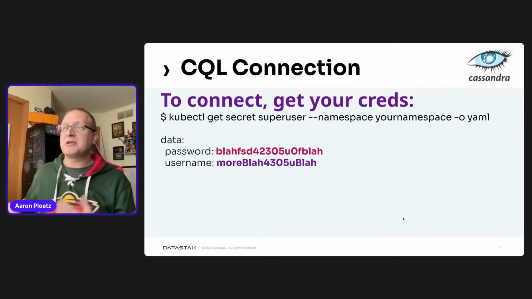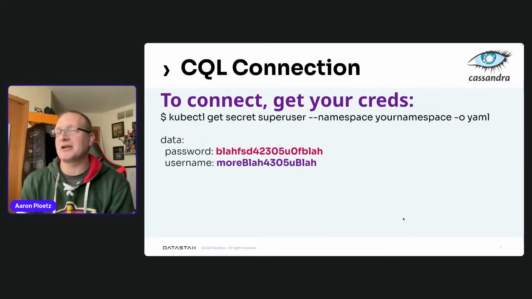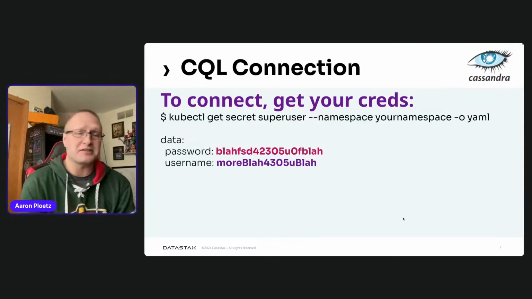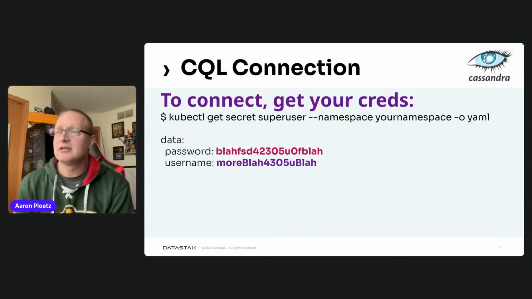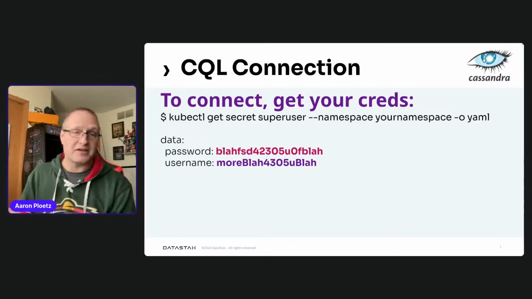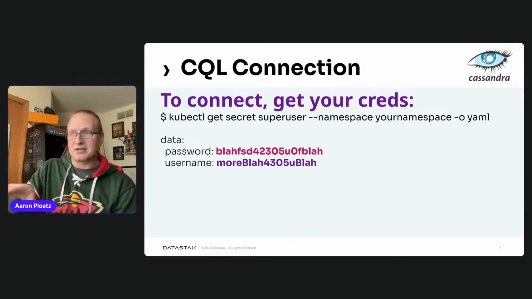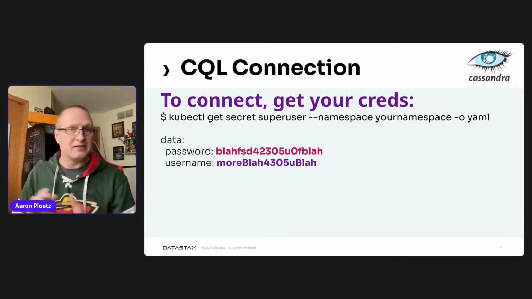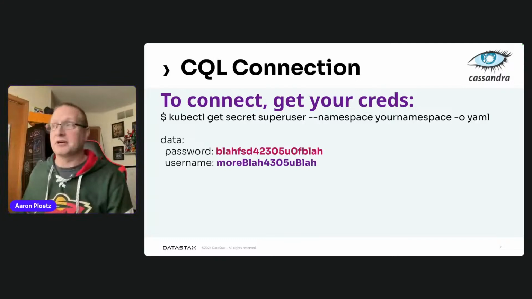But the username and password for that secret are actually base64 encoded. So they'll come back in the encoded fashion, and then you have to decode them in order to use them. And that's important too, because we will need our username and password along with our endpoint to connect up.